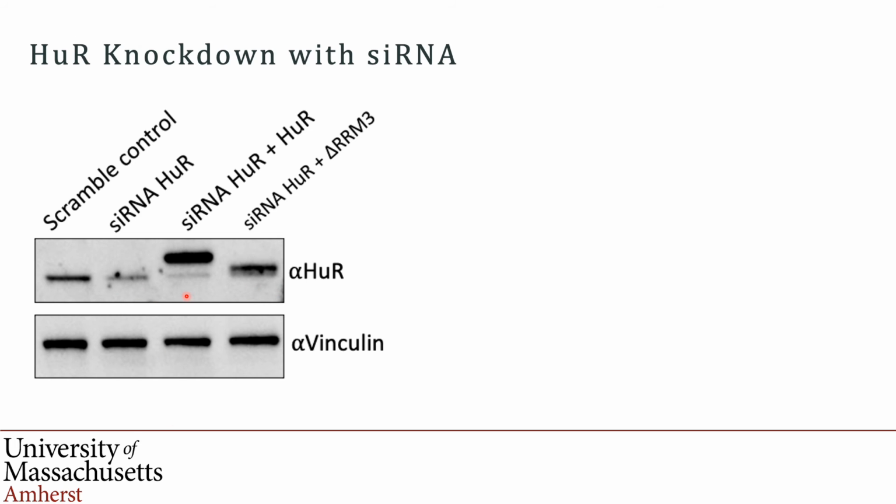The most right 2 samples have the addition of either full-length HuR or the delta RRM3 mutant, in addition to being treated with the siRNA. The dark bands in either of these 2 lanes represent the HuR mutants that were added to the cells, and not the endogenous HuR that was knocked down with siRNA.